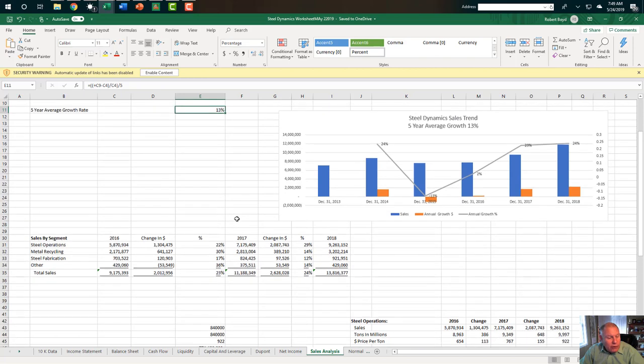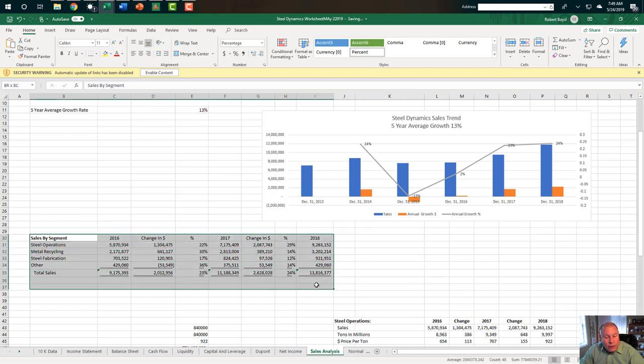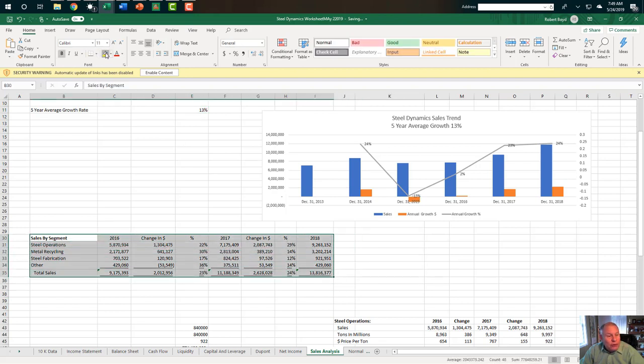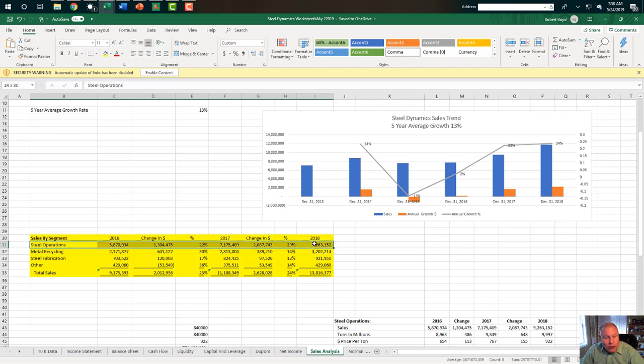Then I broke it down this way, looking at the sales by segment, because I thought it was fairly meaningful, since one of their strategies for success in the future is to expand their value-added products. So now what I did is I took the 4 segments, I broke them down, and I saw where the change was. And what I'm seeing is that the change is in steel operations, which is the bulk of their company.